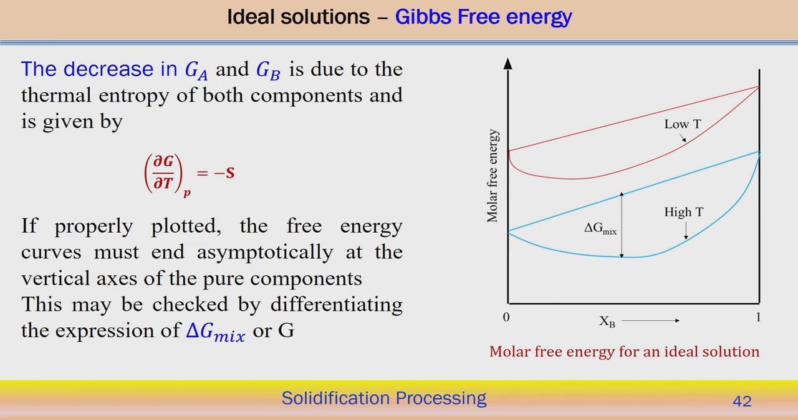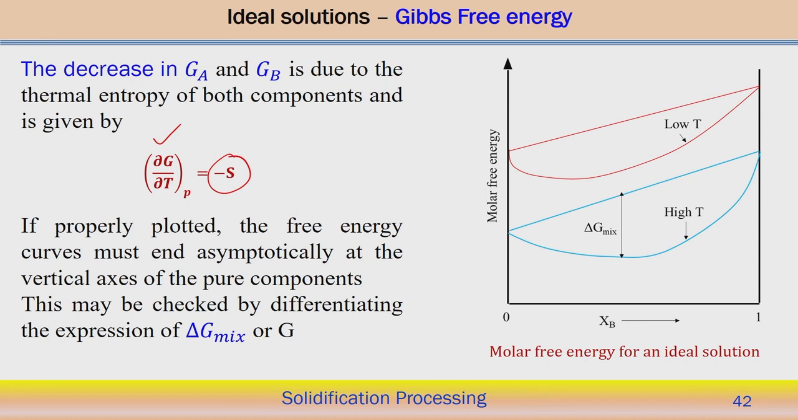So in this case, we consider the thermal entropy of both the components, and we know that the change of the Gibbs free energy with respect to temperature is represented by minus S, that is the slope. It means that the change of Gibbs free energy with change in temperature is accommodated by the decreasing entropy, but this is the indicator of the negative slope. It means that when there is a change in temperature, or increasing temperature, the negative slope indicates there is always a decrease of the Gibbs free energy value.